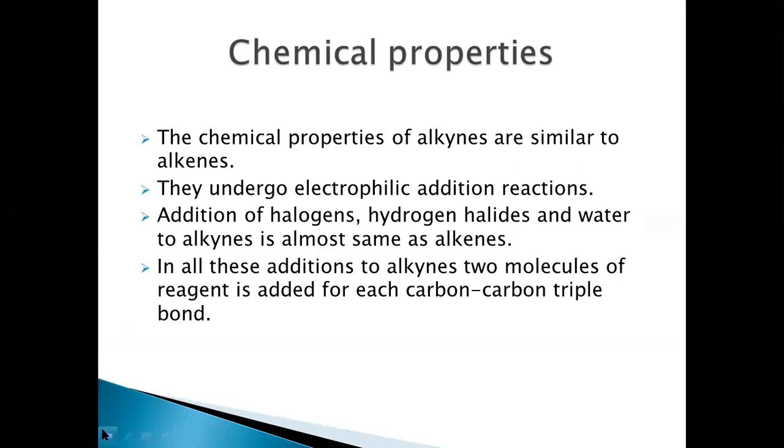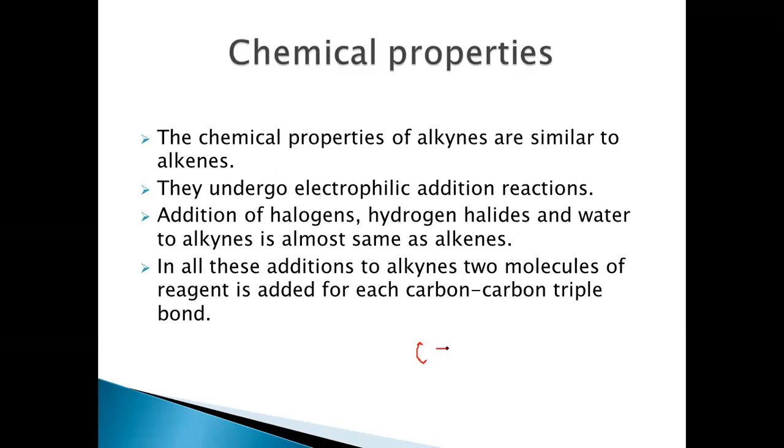Let's look at the chemical properties of alkynes now. In my previous video, I've already discussed the physical properties and the acidity and the preparation of alkynes. Now, let's see these chemical properties. So, alkynes, we know, have a C triple bond C. It is having a triple bond.